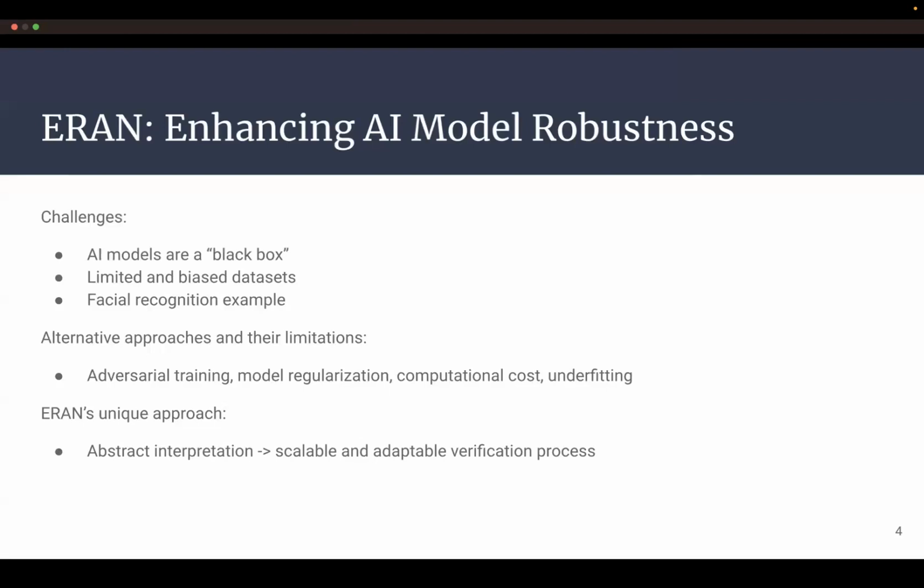So ERAN, the tool that we chose to use, has a unique approach to this problem. ERAN stands for ETH Robustness Analyzer, and it avoids both some of the computational costs and the risks of underfitting.